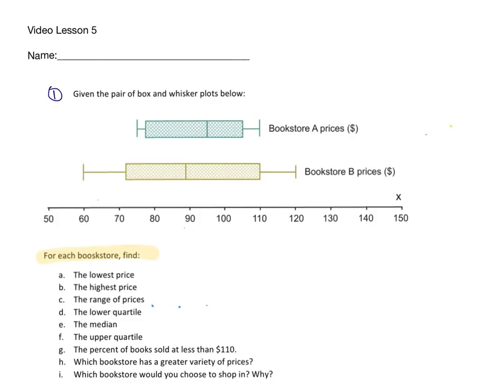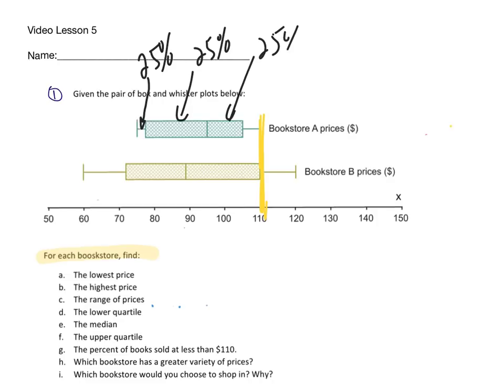And now we get to letter G. You have to find the percent of books sold at less than $110. So here's going to be my $110 mark. Now, the advantage of a box and whisker plot is that it breaks the data up into quarters. 25% of the data is between the smallest value and the lower quartile. 25% of the data is in between the lower quartile and the median. 25% of the data is in between the median and the upper quartile, and 25% of the data is in between the upper quartile and the max.